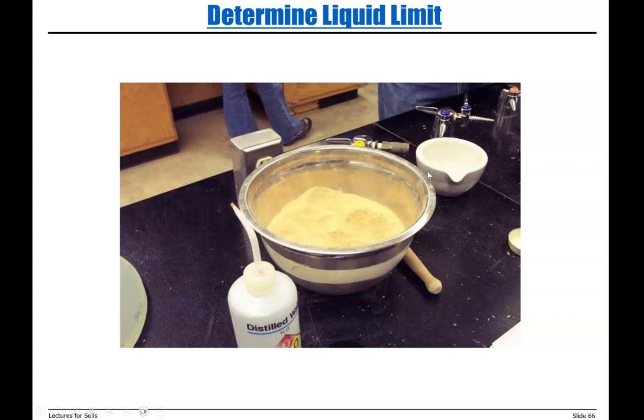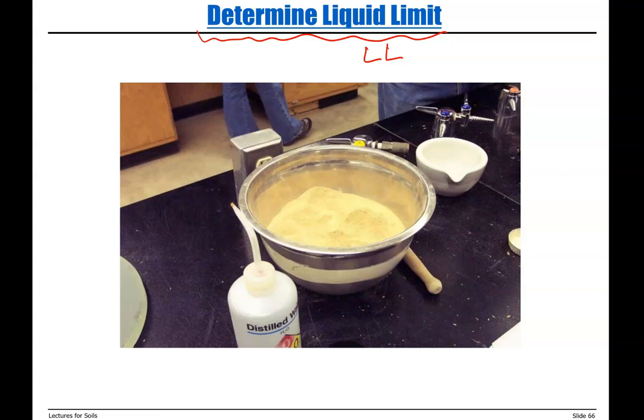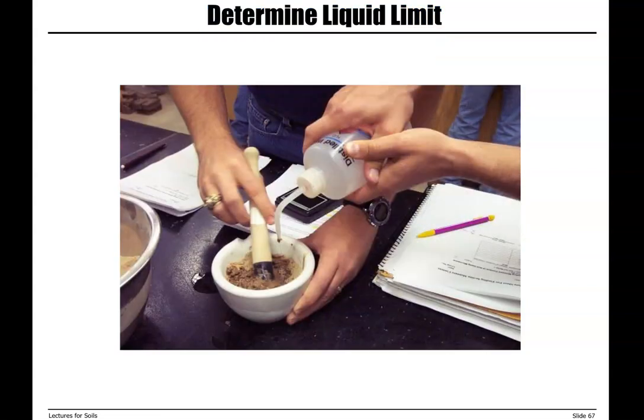So next, how we're gonna do the liquid limit test. We want to determine liquid limit, which we use LL to show that. So first we need to prepare our soil sample. We need fine-grained soil, so we need to use the appropriate sieve to separate fine material for liquid limit and plastic limit tests. Then you start gradually adding water.